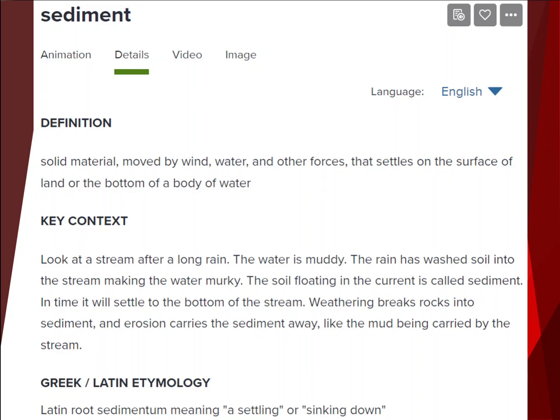Next up, sediment. Again, we've already covered sediment, but let's remind ourselves. Sediment is any solid material that is moved by wind, water, or other forces like gravity, if you remember our unit on erosion and deposition. Any solid material that settles on the surface of any land or the bottom of any body of water.